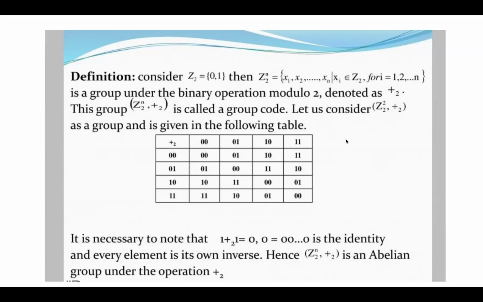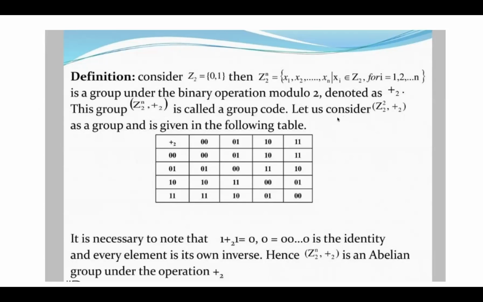Then this modular operation defined here is binary addition. Okay. Now you got up to this: Z raised to n, the set of tuples x1, x2, ..., xn, is a group under the binary operation modulo 2, denoted by plus 2. That is binary addition. This group Z raised to n with addition is called a group code. In parenthesis, when we write Z raised to n and plus 2, it is a group code.